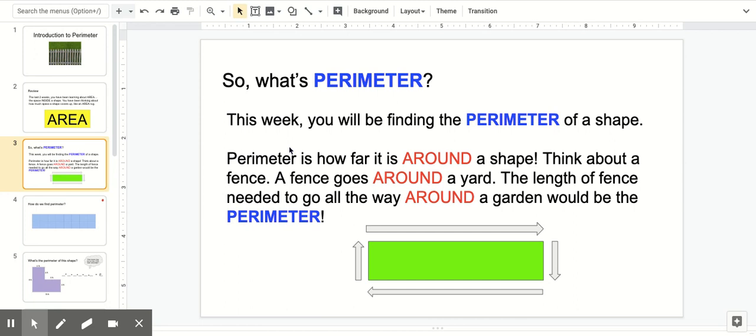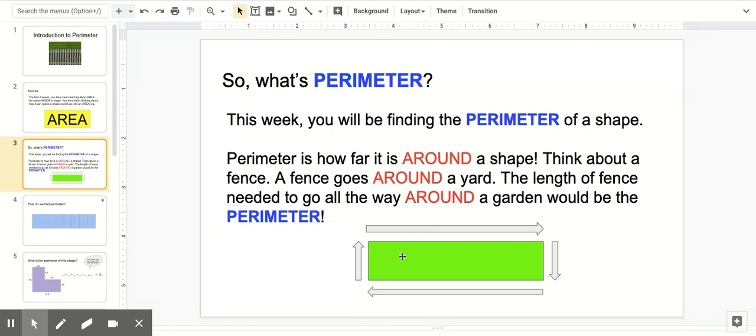Perimeter is how far it is around a shape. And as I read this, every time I come to that word around, I want you to say it out loud with me. Think about a fence. A fence goes around a yard. The length of fence needed to go all the way around a garden would be the perimeter.